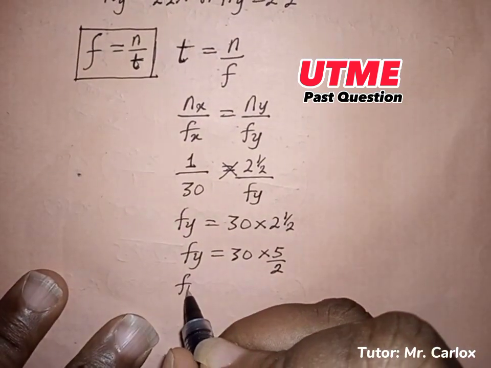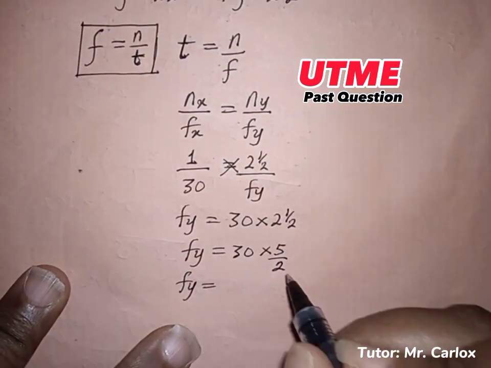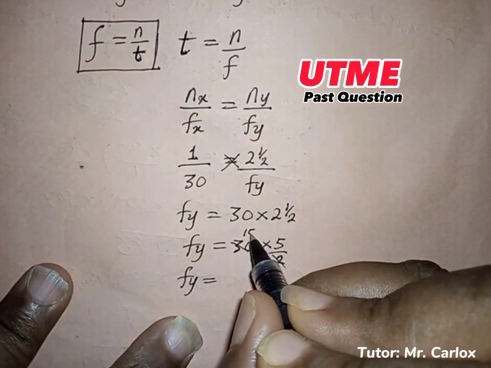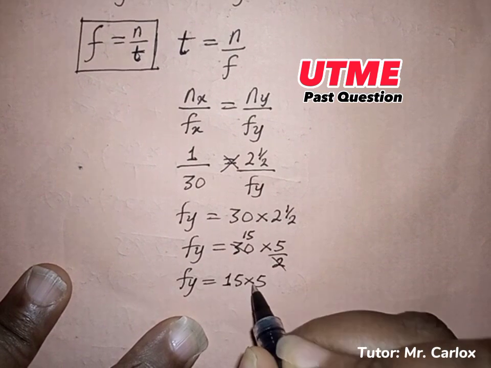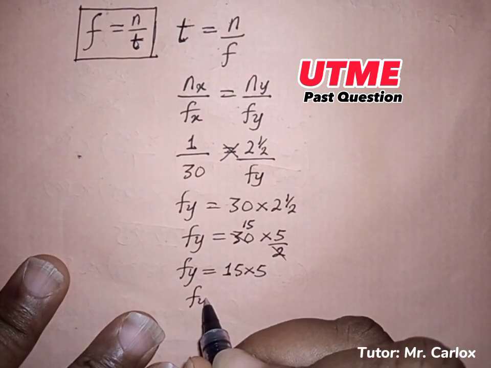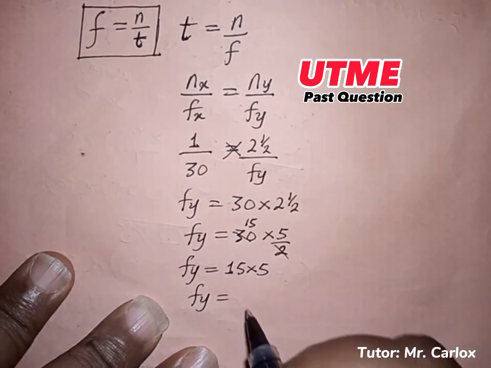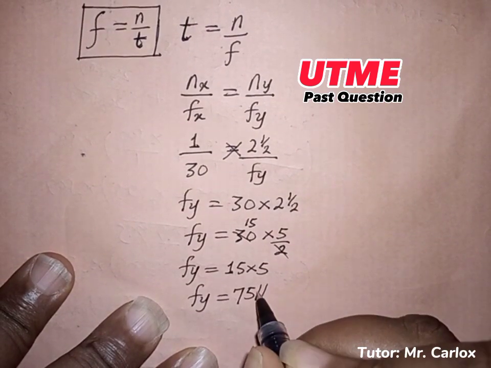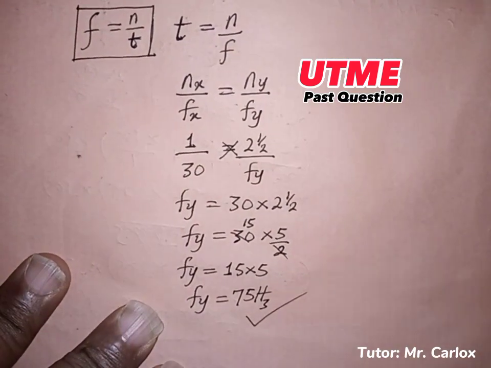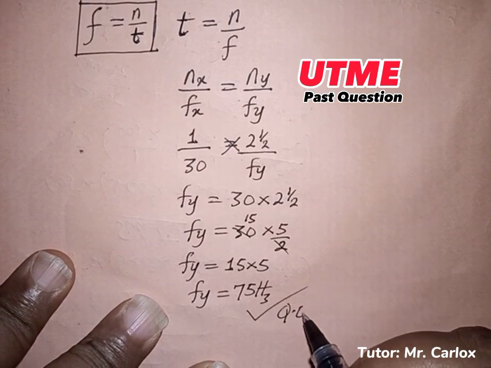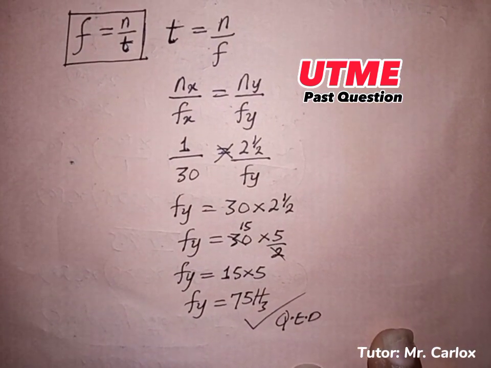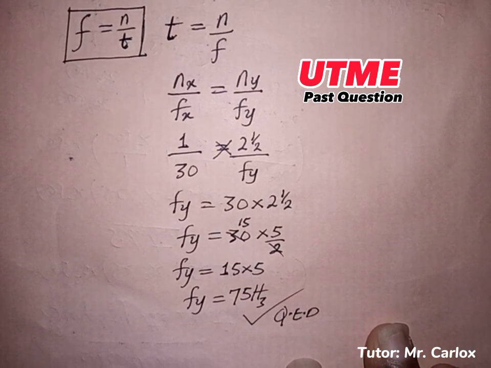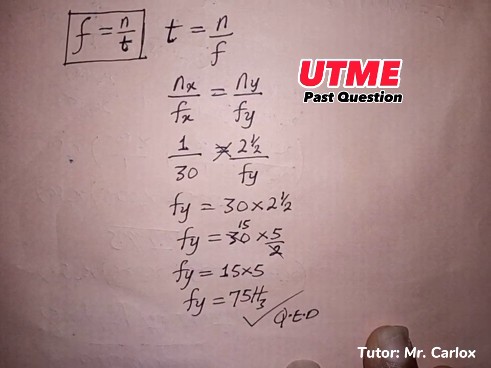So the frequency of y: 2 into 30 is 15, so I'll have 15 multiplied by 5, and the frequency of y in that wave will be 75 Hz. QED. So this is how we solve waves that have different waveforms and travel at the same time, irrespective of the vibration. Thank you for your time, and God bless you.